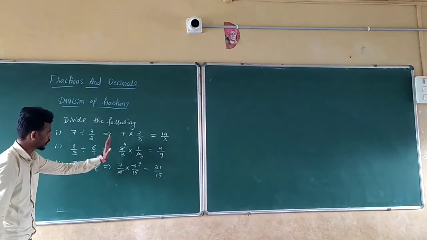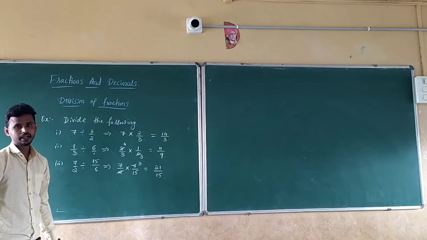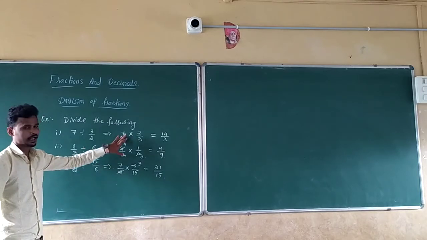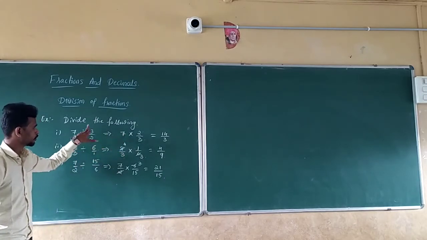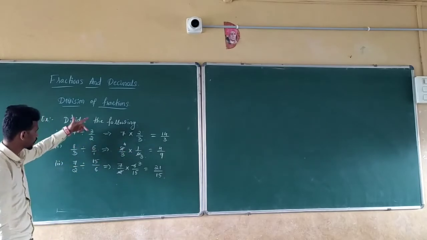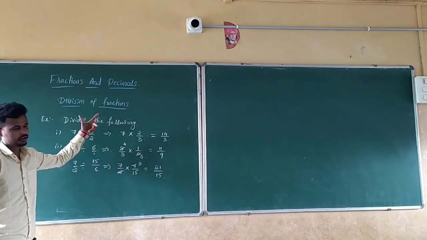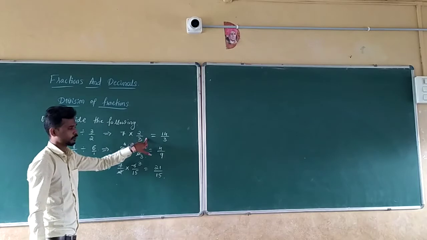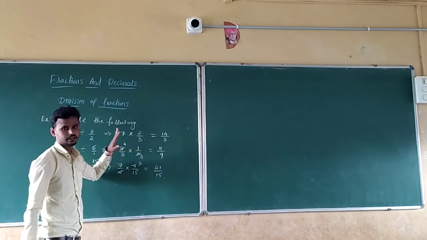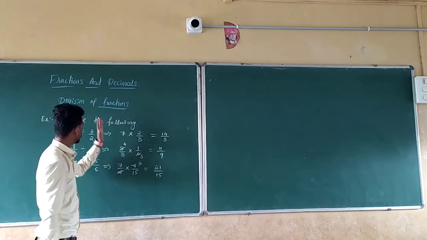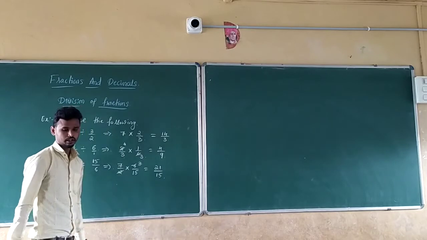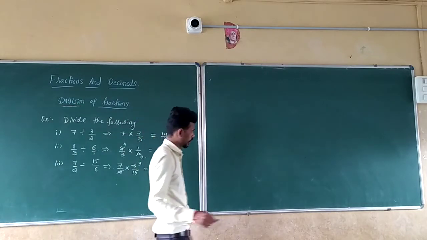So this is how we need to divide the fractions. Keep the first number as it is, change the symbol division into multiplication, and reverse the second number. You know how to multiply the fractions, so you will get the answers. So this is about the division of the fractions. Let us see next.